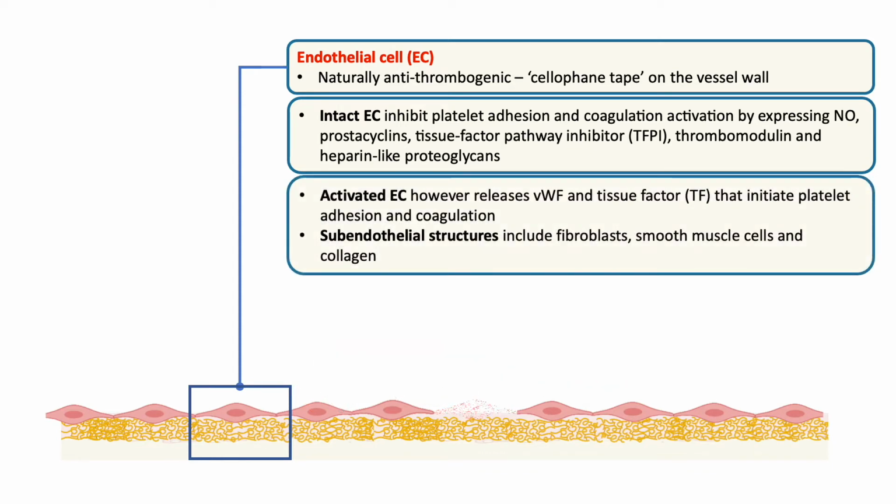However, in the event of vascular injury, endothelial cells can become activated and release von Willebrand factor and tissue factor that initiate platelet adhesion and coagulation. Subendothelial structures, which include cells such as fibroblasts and smooth muscle cells, as well as matrix substances like collagen, also promote platelet activation and coagulation activation.